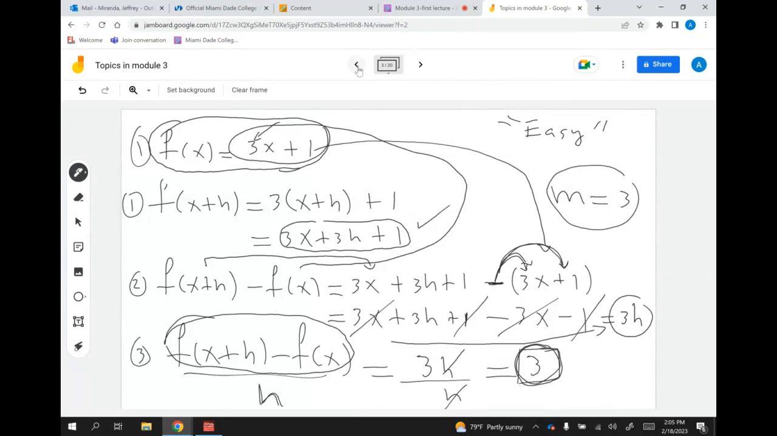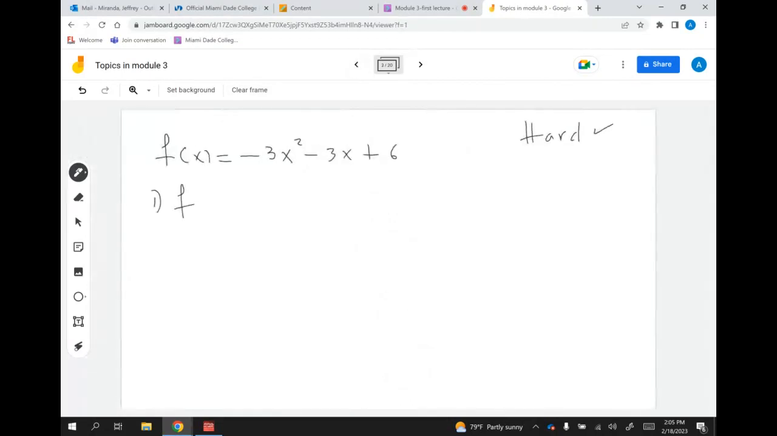Now, let me do the one that is difficult. This one takes a lot of work. So it might take me 2 frames or 2 pages, whatever they call this, pages. So we'll just do that. So here we go. First step is this step.